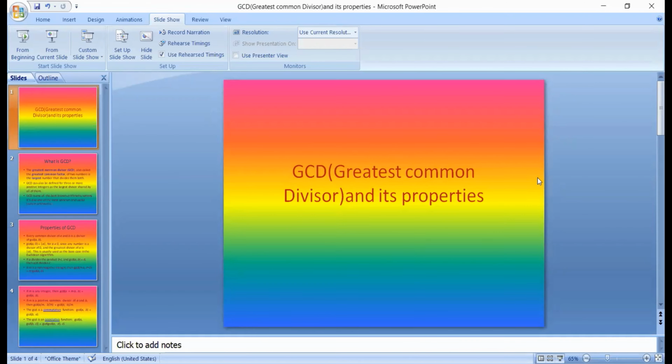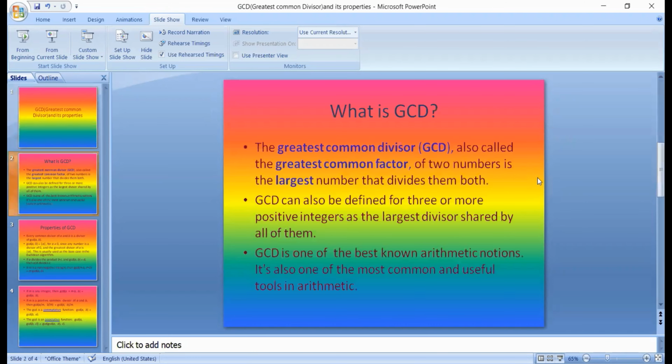Hello, my name is Saloni Thete, and in this video, I am going to explain GCD, that is Greatest Common Divisor, and its properties. Now, what is GCD?